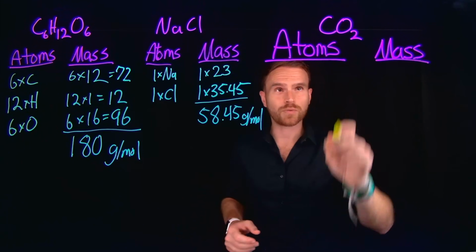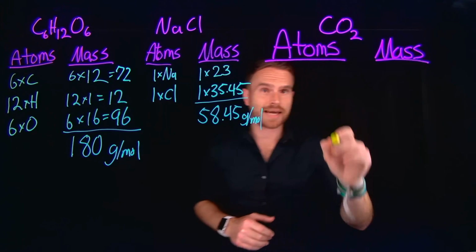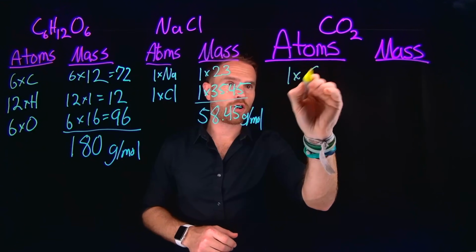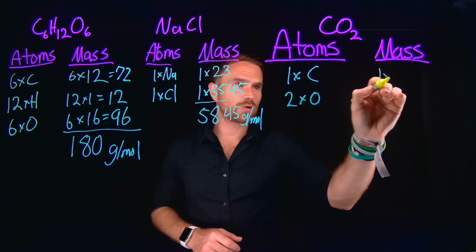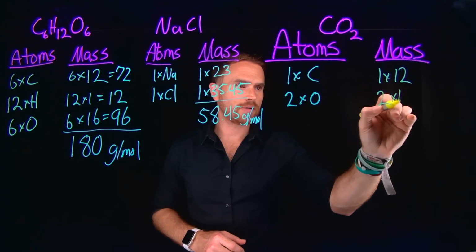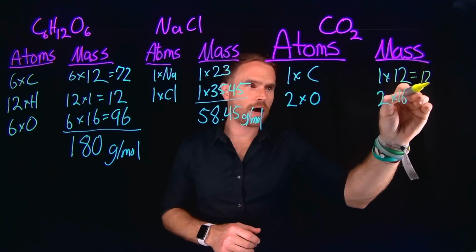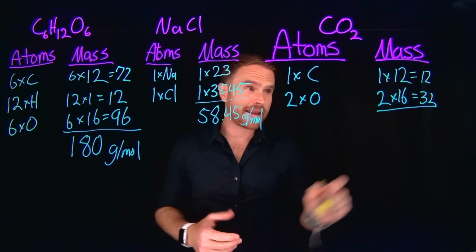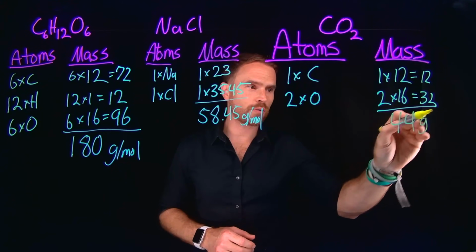And then finally, we have CO2, or carbon dioxide, which is a greenhouse gas. In this case, we have 1 atom of carbon and 2 atoms of oxygen. Remember that carbon is around 12 atomic mass units, and then oxygen is around 16 atomic mass units. Finishing this multiplication gives us 12 and 32, and then adding 12 and 32 together gives us a molar mass of 44 grams per mole.